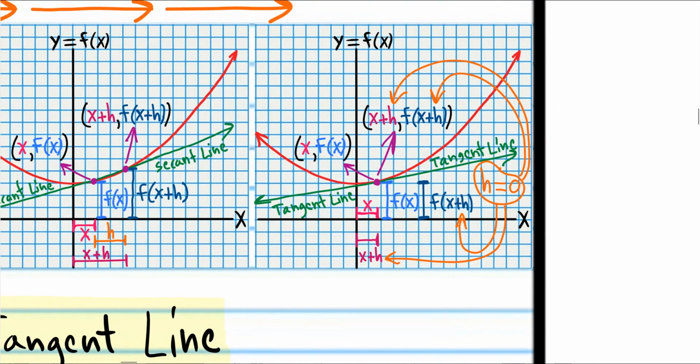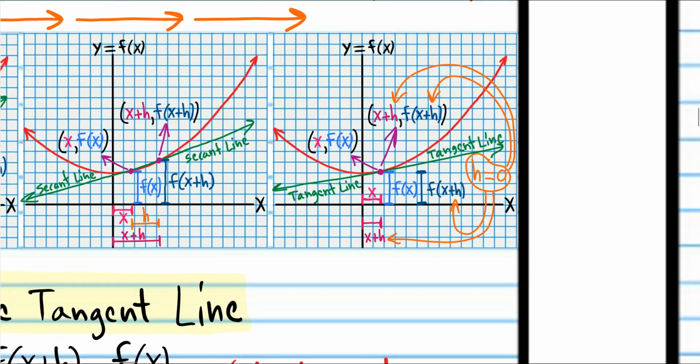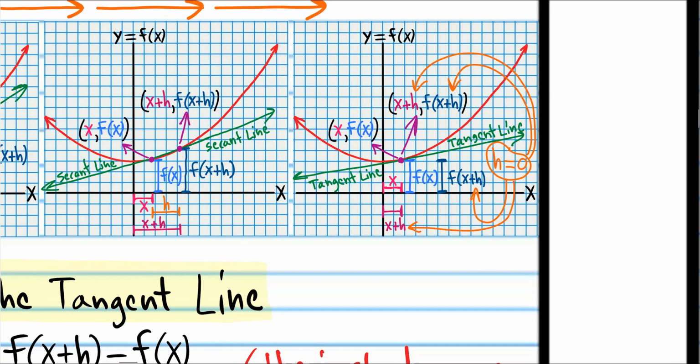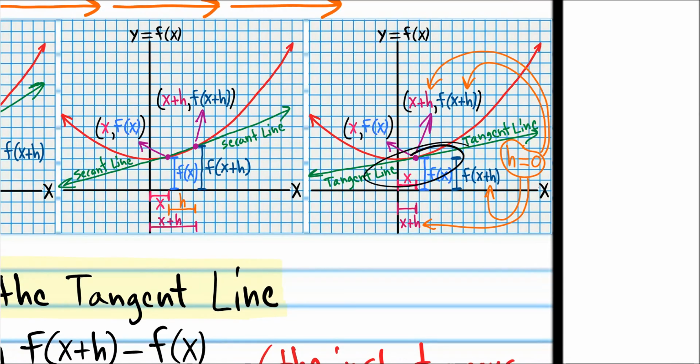And if we let h equal 0, then the 2 points meet, and the green line now becomes the tangent line, what we call the tangent line. So the slope of this tangent line is what we're looking for. That's defined to be the instantaneous rate of change of the function at this particular point. And again, when we say the instantaneous rate of change of the function, we mean the instantaneous rate of change of the y values as the x values are changing.